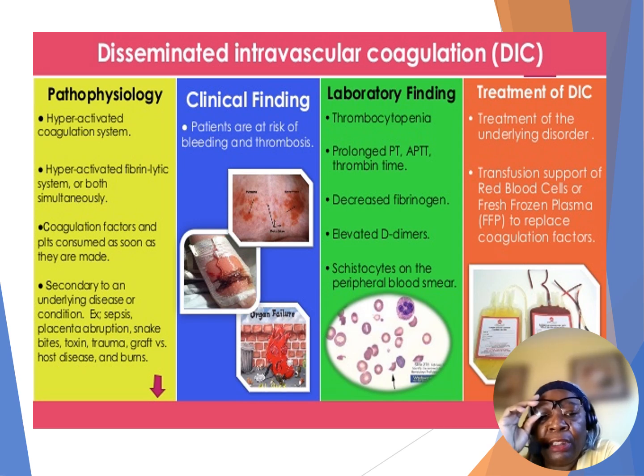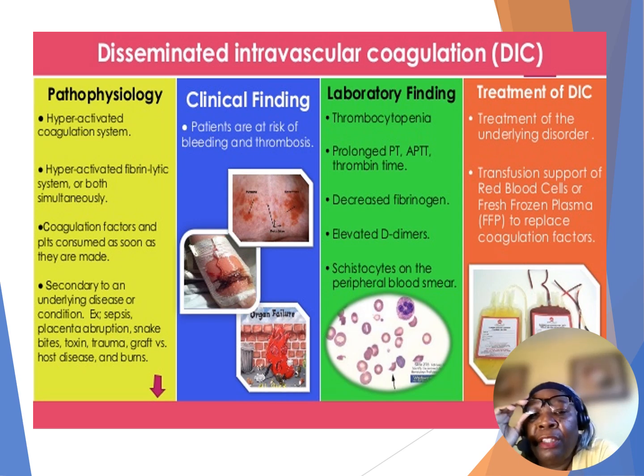The clinical finding: the patients are at risk of bleeding and thrombosis. So if you look at this picture, you could see that there is an IV site that's just bleeding. I don't know what that first picture is up there. I can't make it out, but it's bleeding, and then the organ failure. Laboratory findings: thrombocytopenia, prolonged PT, aPTT, and thrombin time, decreased fibrinogen, elevated D-dimers, and then you have schistocytes on the peripheral blood smear.